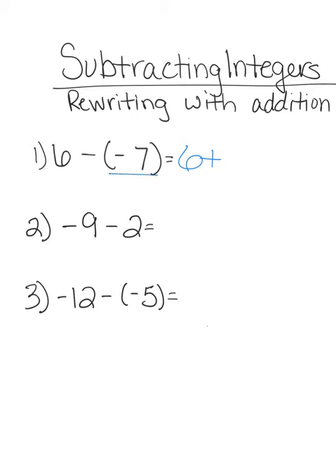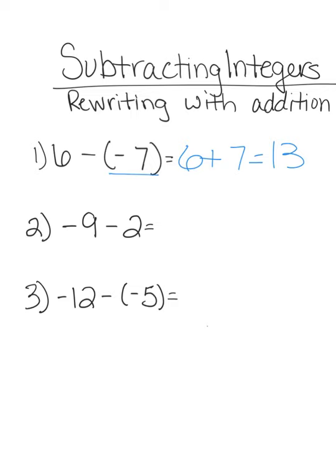So therefore, I'm going to change the second integer. The second integer becomes its opposite. So the opposite of a -7 is +7. So the equivalent problem here to 6 minus -7 is actually just 6 plus 7. And I know that the sum of that is 13.